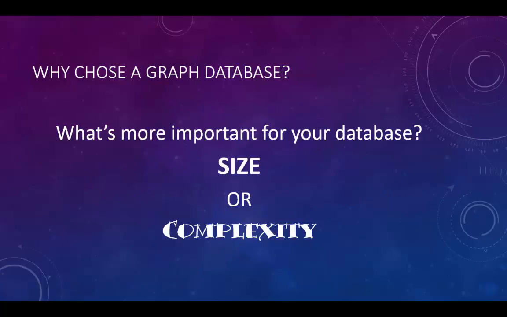Why choose a graph database? When deciding what type of database will work for you, you'll need to ask yourself what's more important for your database. Is it size or complexity? If your answer is complexity, then graph databases are best for you. Key value and wide column stores are best at handling large quantities of data. Document stores can do a little of both, but graph databases are the best at handling complex data.